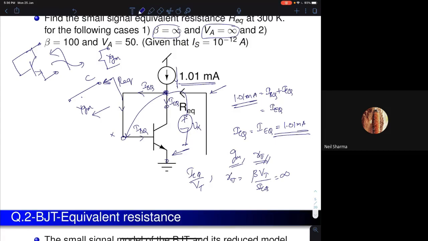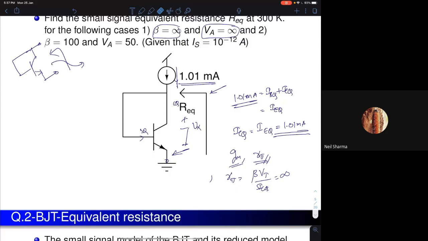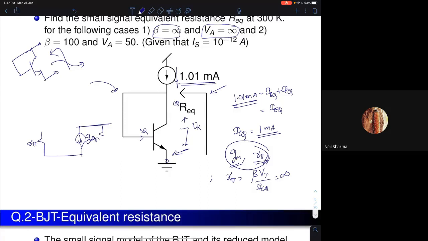The next question is with a finite beta. Beta is 100, Va is 50. What will be the value of your DC collector current? 1 milliampere. You can solve that. Your DC collector current will be 1 milliampere. So then you can calculate all the three parameters. Now I will draw the small signal model. Between base and emitter, you have a resistance R pi. Between collector and emitter, there is a current source of value Gm V pi. And there is an equivalent resistance of value R naught between collector and emitter.